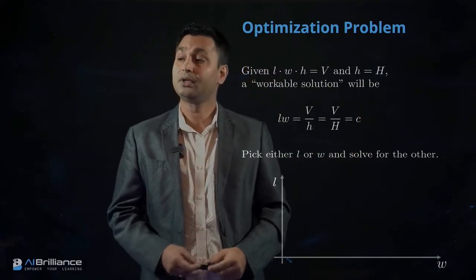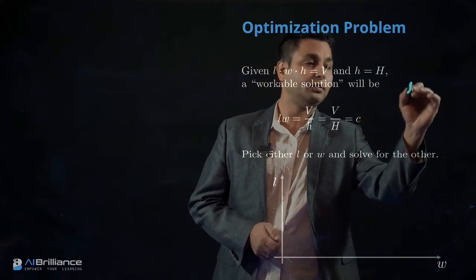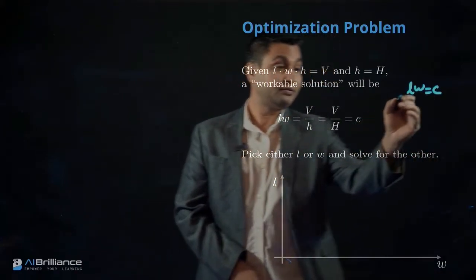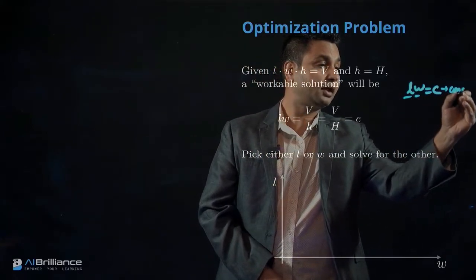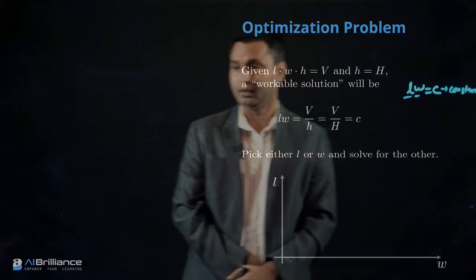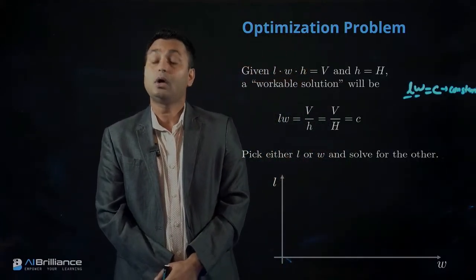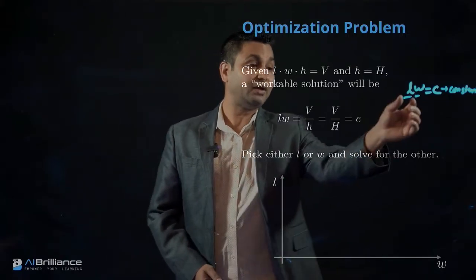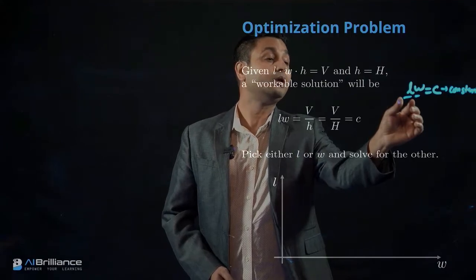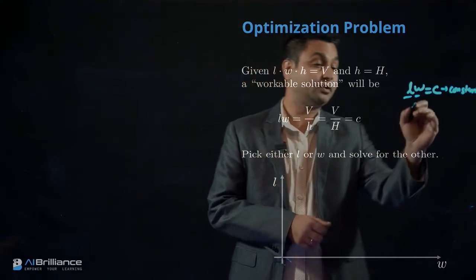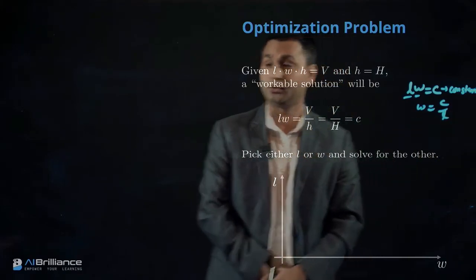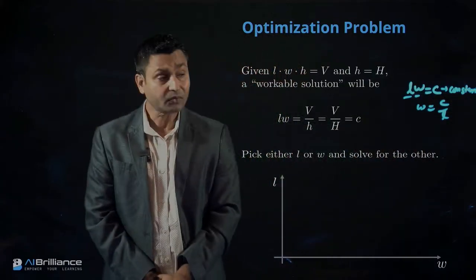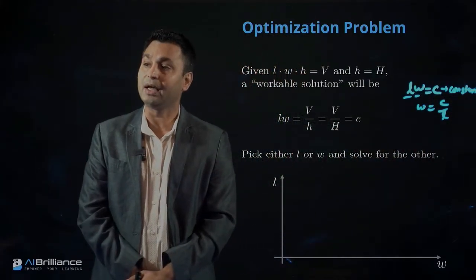So essentially we have an equation which looks like LW is equal to C, right? Those are the two variables that we have, and this is a constant that we have to satisfy. So this is the equation that we have. Now how can I use this equation to solve this problem? The idea is that I can pick a value of either L or W and solve for the other, and that's how we can do it, right? So the question is how many solutions we have for this equation.